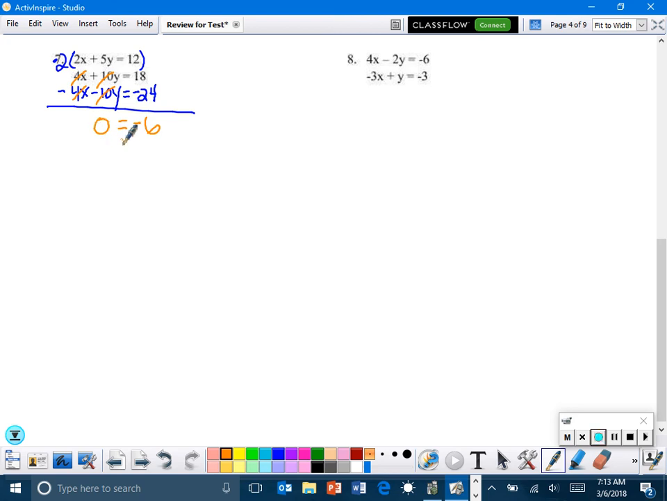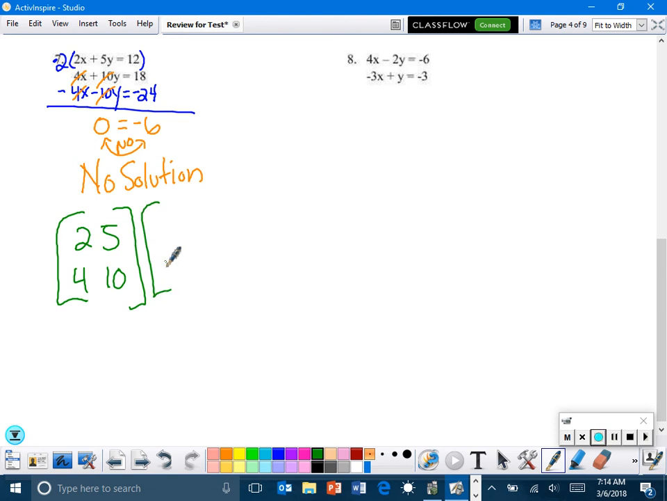Okay? No. No, that can't be possible. 0 does not equal negative 6. This indicates, ladies and gentlemen, a no solution. Okay, that means these two lines are parallel to each other. There's no solution. Okay, what does it look like when we do the matrix? All right, let's see what happens.